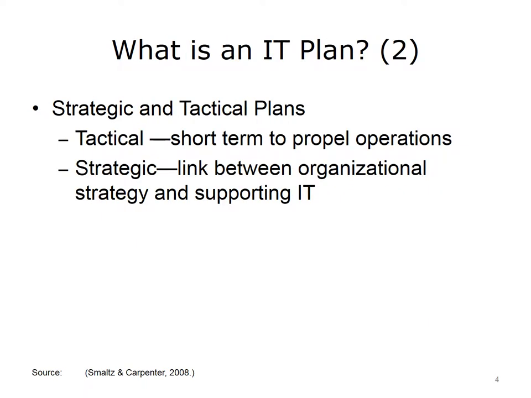It should be noted here that a list of projects the IT organization is working on is actually not the strategic plan. In other words, a document that describes the project descriptions, timetables, and budgets is actually a tactical plan. The tactical plan is a short-term plan that describes immediate needs to propel the operations of the organization. The strategic plan is the link between the organizational strategy and the supporting IT infrastructure necessary to carry out the strategy.